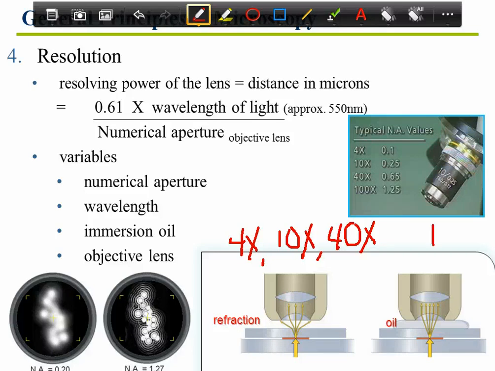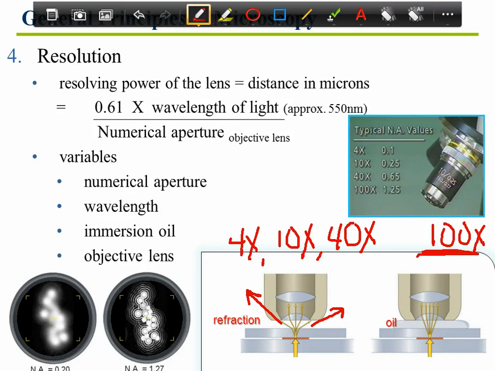Now, when you're on 100x, you need way more light. Because some of these light rays, remember, are not going to end up in the objective lens. They're going to be lost. But if you have way more light than you need, you don't care if you're losing a bunch of light. But you do care if you're losing a bunch of light on 100x.